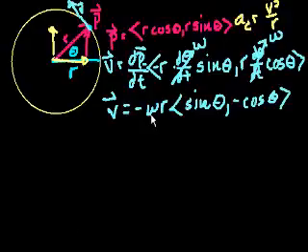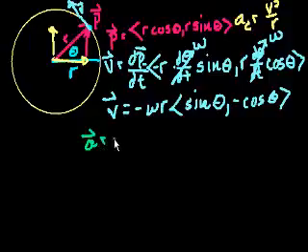And the reason why we were able to take this out, and this w, remember, is going to be a constant. It's not changing with respect to time. The angle is changing with respect to time, but not the rate of change of the angle. It's spinning at a constant rate. So what's the acceleration vector going to be?